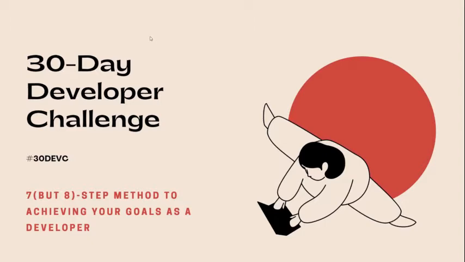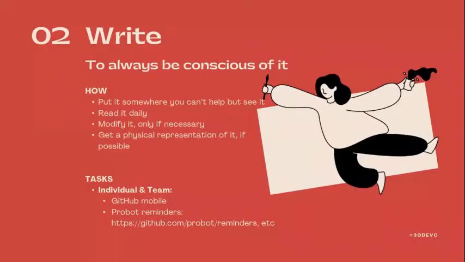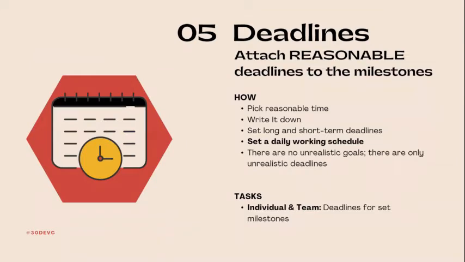We will be continuing from where we stopped yesterday on the 7-step method to achieving your goal as a developer. Yesterday we stopped at deadlines, where we talked about how it's important to set deadlines to the milestones you have already set, and then also a working schedule alongside the deadline. Because without a working schedule, you might be passing away time and not know that it is useful time that should be used for something else.